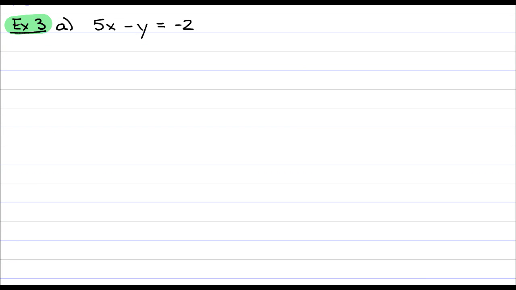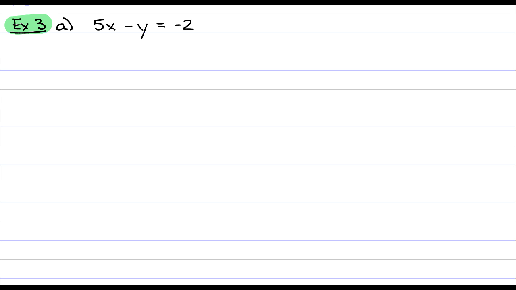In example 3, we're given several linear equations, and we want to put each equation into slope-intercept form, and then from that identify the slope of the line. So putting an equation into slope-intercept form really just means solving for y in the equation. So looking at this equation, 5x minus y equals minus 2, if we want to solve for y, we need to get y on the left-hand side of the equation by itself.